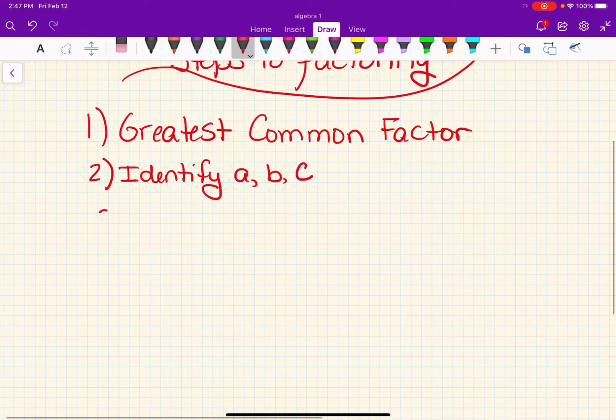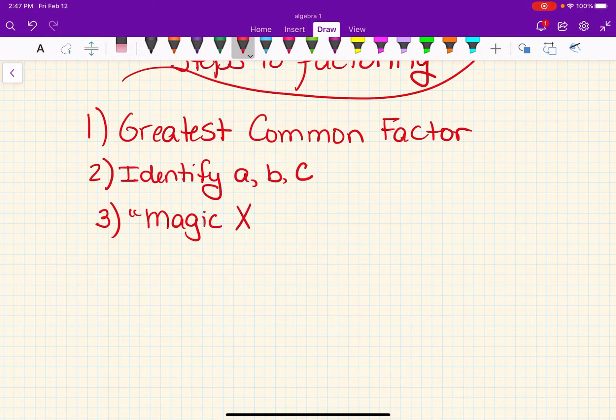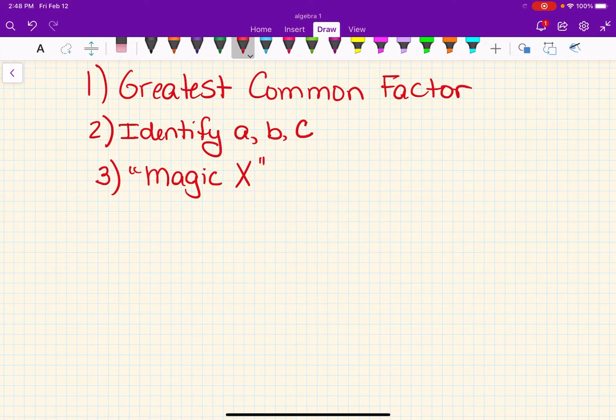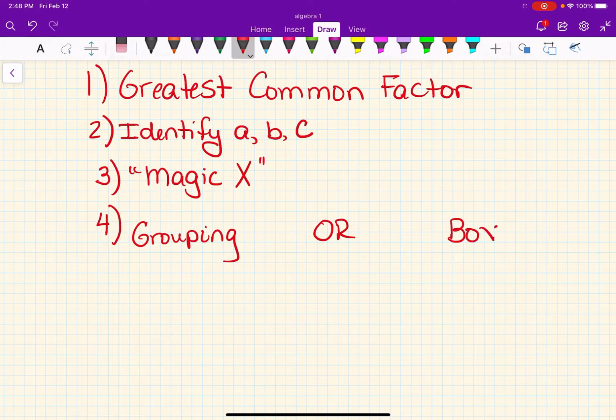Step 3, we're going to use, I call it the magic X. That's not what it's really called. It's just a graphic organizer to split our center term. So we've been practicing the magic X. You're going to use the magic X here. Then step 4 is your choice. There's two choices. There's grouping or the box method. Now, let me put the steps under these.